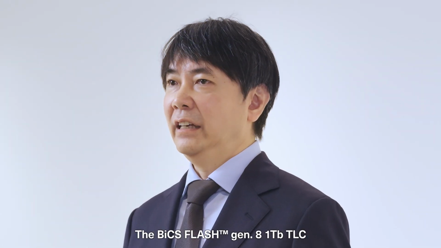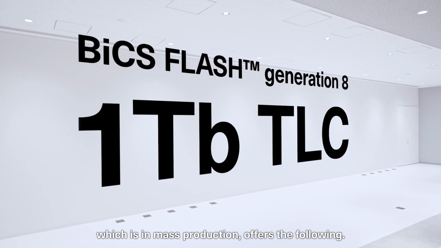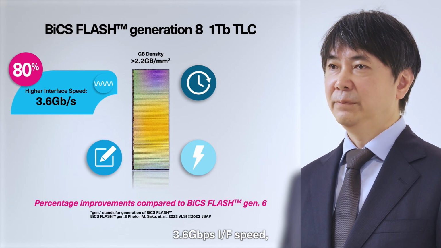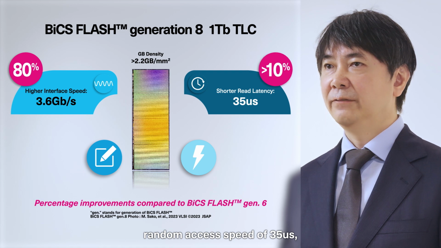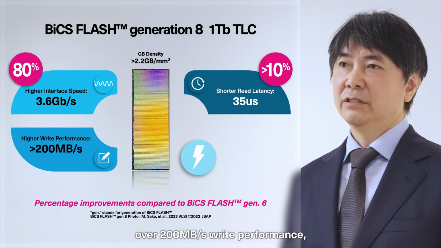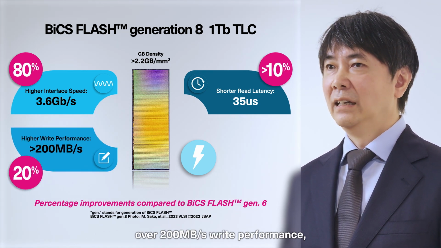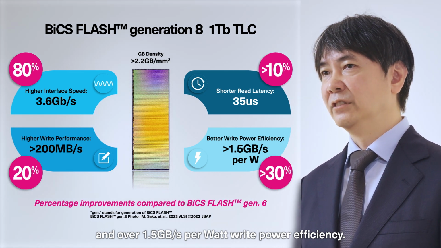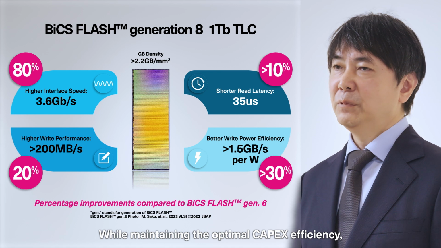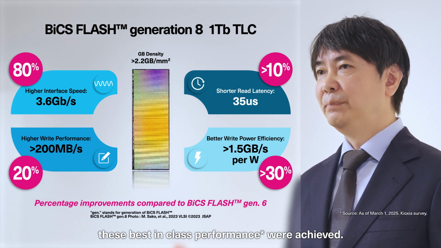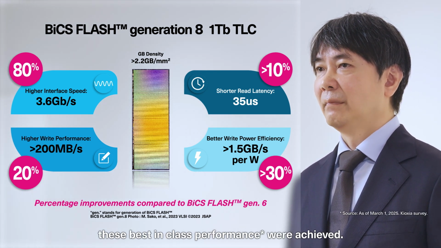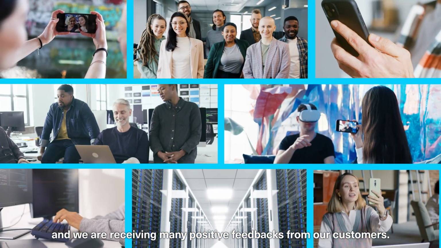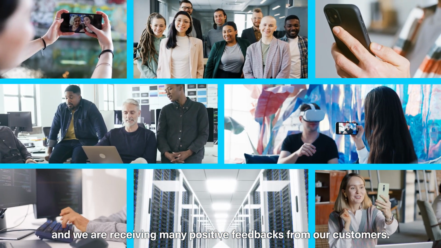The BiCS Flash Gen 8 1TB TLC, which is in mass production, offers the following: 3.6 Gbps interface speed, random access speed of 35 microseconds, over 200 megabyte per second write performance, and over 1.5 gigabyte per watt write power efficiency. While maintaining the optimal CAPEX efficiency, these best-in-class performance were achieved. I like to say that this is the technology leadership, and we are receiving many positive feedbacks from our customers.